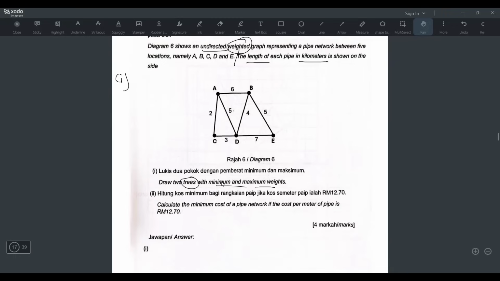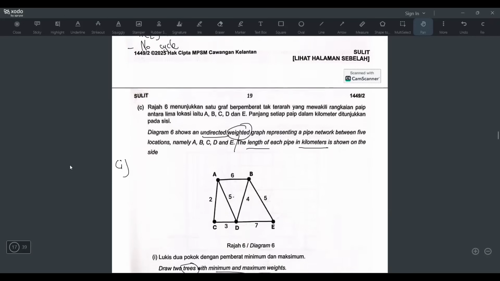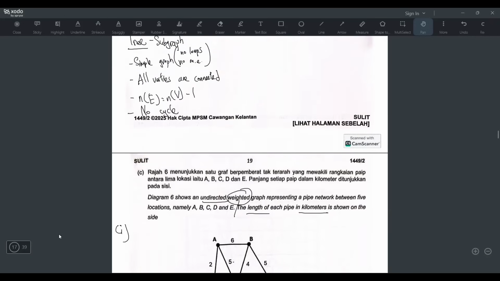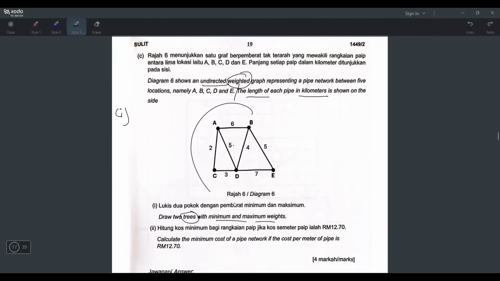Okay, they want to draw two. One with the minimum weight, one with the maximum weight. Okay, this type of question, usually I teach student like this. I will ask them to count. Okay, this is the master graph. And let's count out the NV and the NE for the master graph first. And after I count this, then I check how many edges I have to erase. So that's how I teach my students.